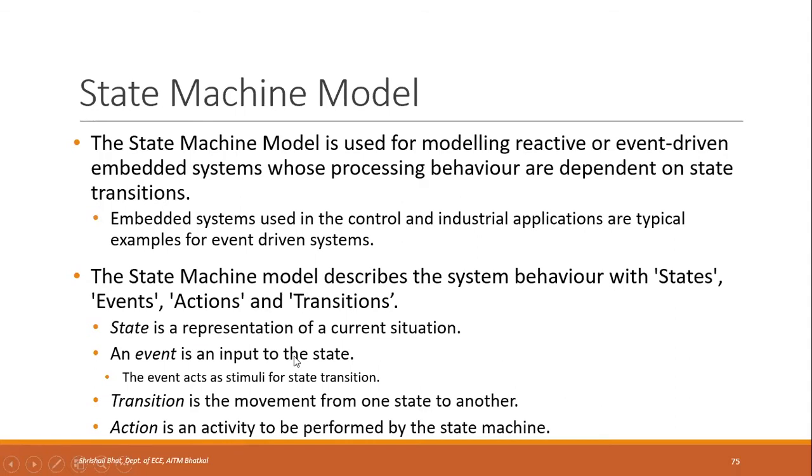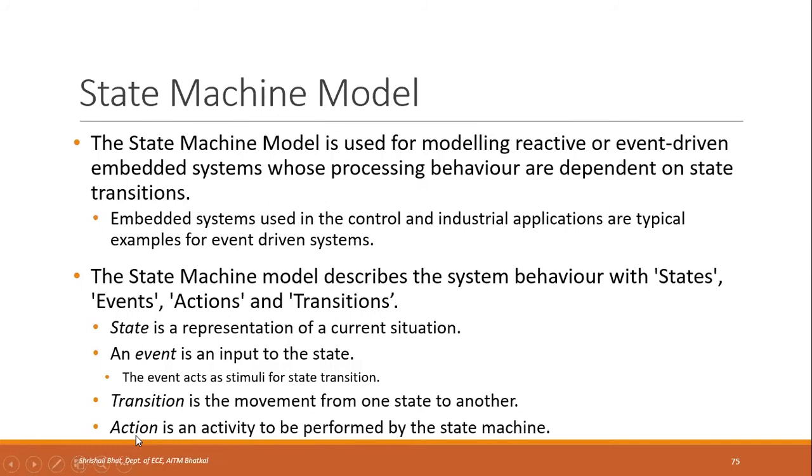And when the state transition happens, whenever an event happens, the event acts as a stimulus for the state transition. Something that triggers the change in the state is called an event. Transition is the movement from one state to the other. Then an action is an activity that is to be performed by the state machine, what it has to do.